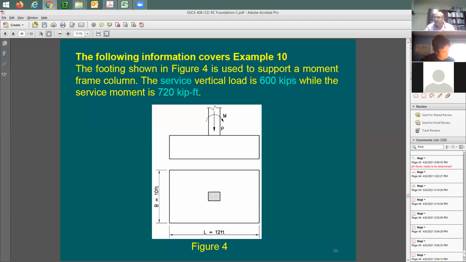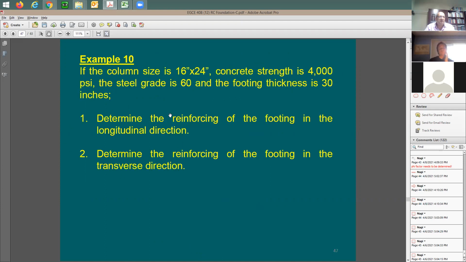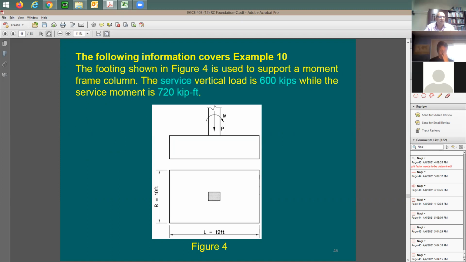Yeah, so what is the difference? What's happening here in this case? A large moment. Yeah, but what's important is I'm not trying to find out the pressure below the footing to do the size of the footing. I'm trying here to do the reinforcement. So it's really about the reinforcement in both directions. It says here longitudinal, transverse direction. Longitudinal direction means in this way. Transverse is going to be the reinforcing in this direction.